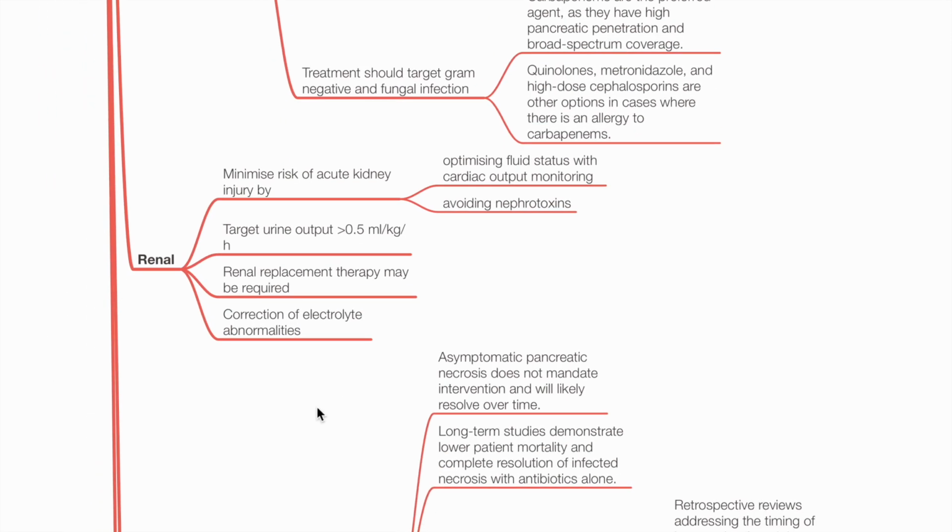Renal: minimize risk of acute kidney injury by optimizing fluid status with cardiac output monitoring and avoiding nephrotoxins. Target urine output of more than 0.5 ml per kg per hour. Renal replacement therapy may be required. Correct electrolyte abnormalities.